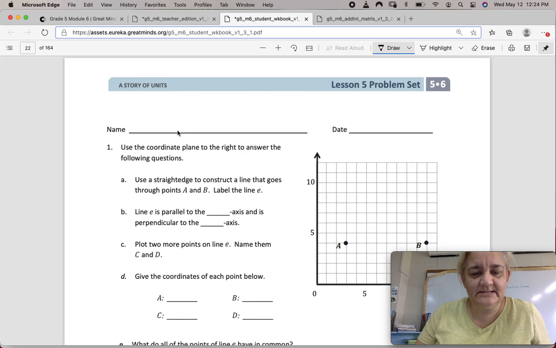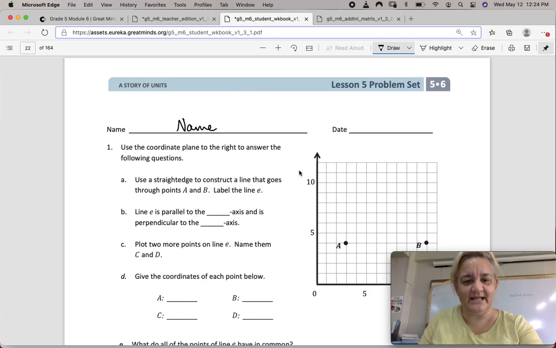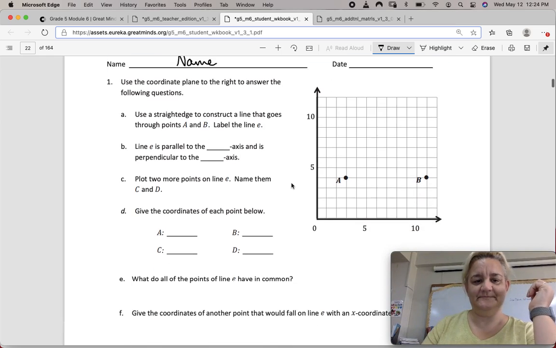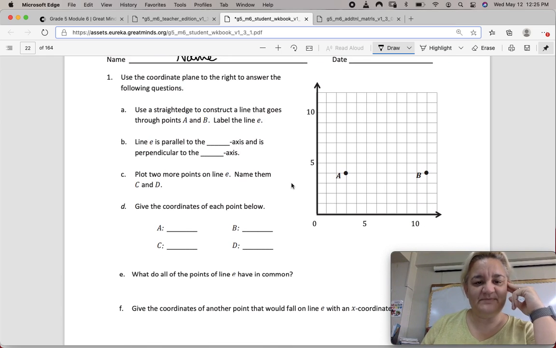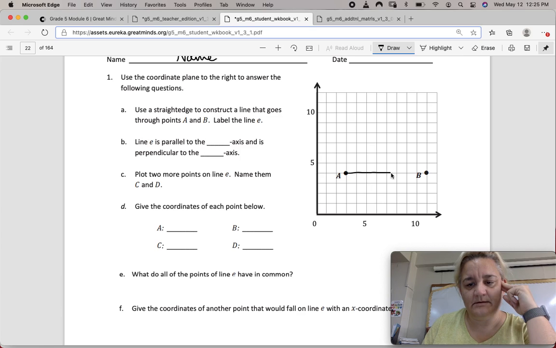Write your name, please. And use the coordinate plane to the right to answer the following questions. Use a straight edge to construct a line that goes through points A and B. By straight edge, they mean a ruler to make sure that your line is straight. So we're going to go through A and B. Nice straight line between there. If I had a ruler on the board, that would be easier. And it's going to go all the way through.